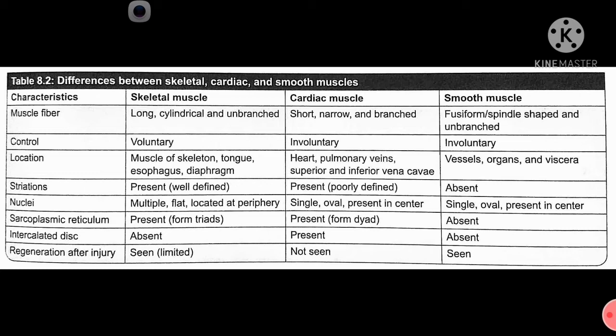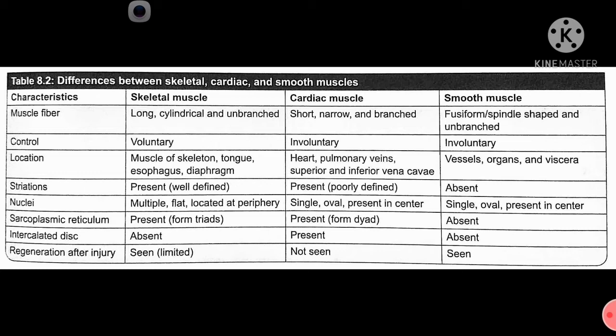Now we will talk about the fourth point. In case of skeletal muscle, the striations are present and well defined, and in case of cardiac muscle, the striations are present but poorly defined. And in case of smooth muscle, the striations are absent.